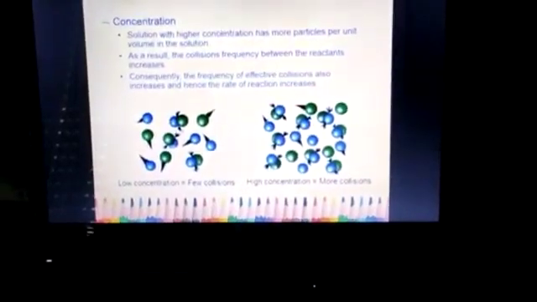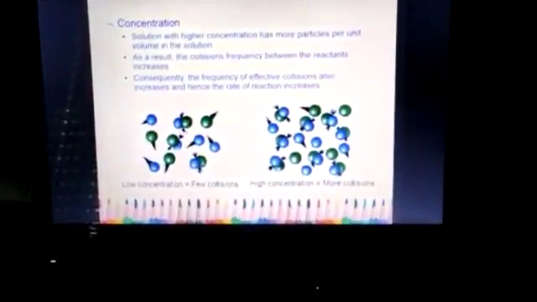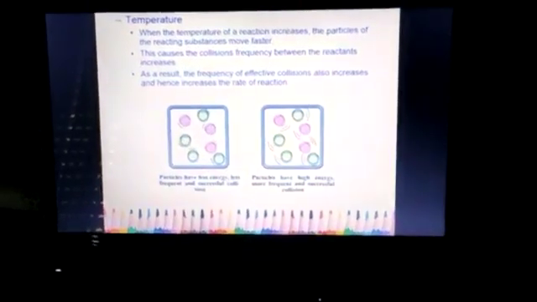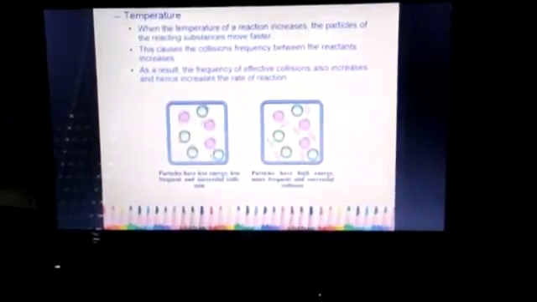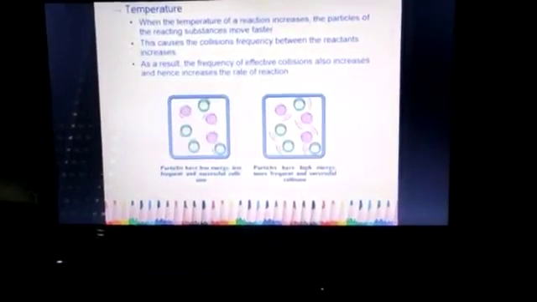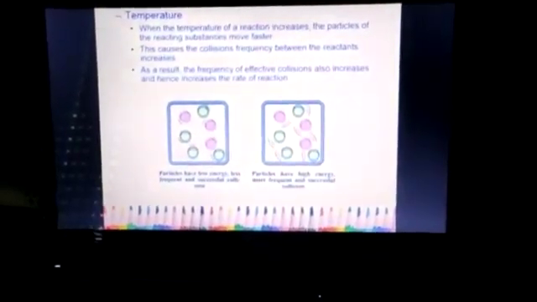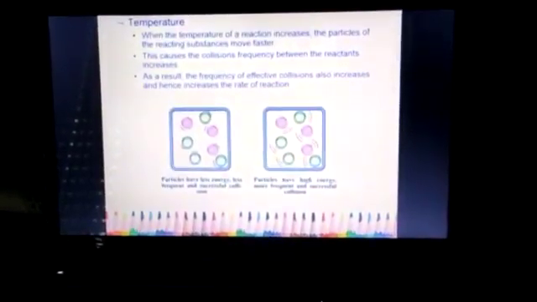The concentration. A solution with higher concentration has more particles per unit volume of the solution. As a result, the collision frequency between the reactants increases. Consequently, the frequency of the effective collisions also increases and hence the rate of the reaction increases. The temperature. When the temperature of the reaction increases, the particles of the reacting substances move faster. This causes the collision frequency between the reactants to increase. As a result, the frequency of the effective collisions also increases and hence increases the rate of reaction.